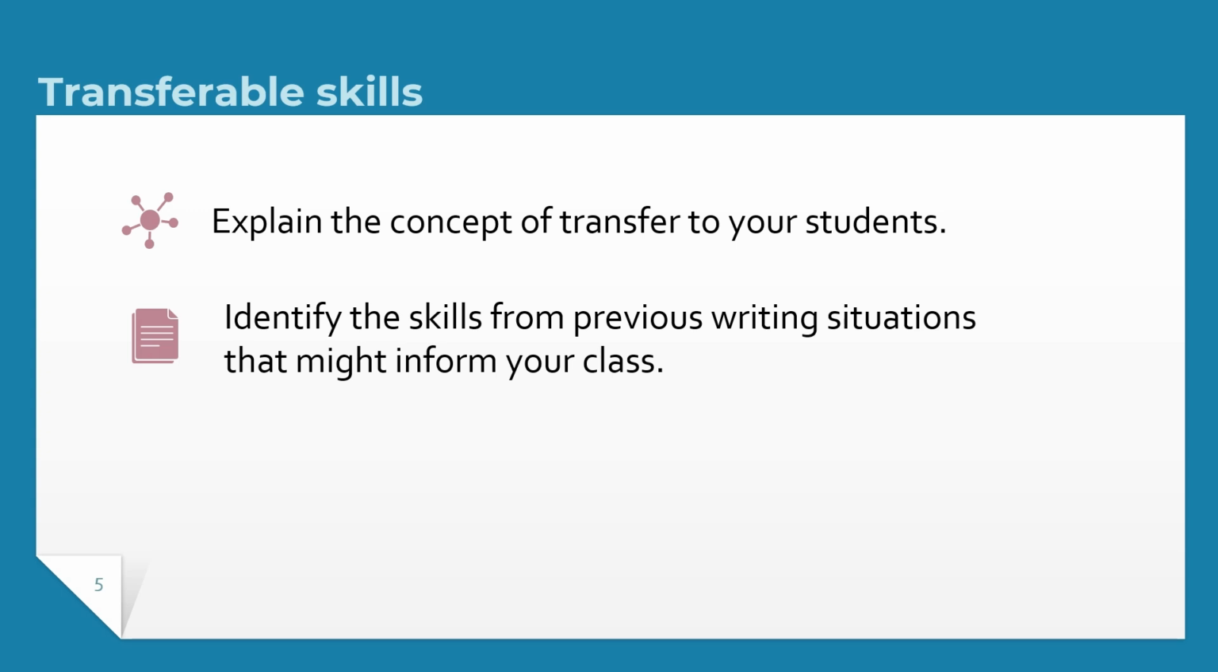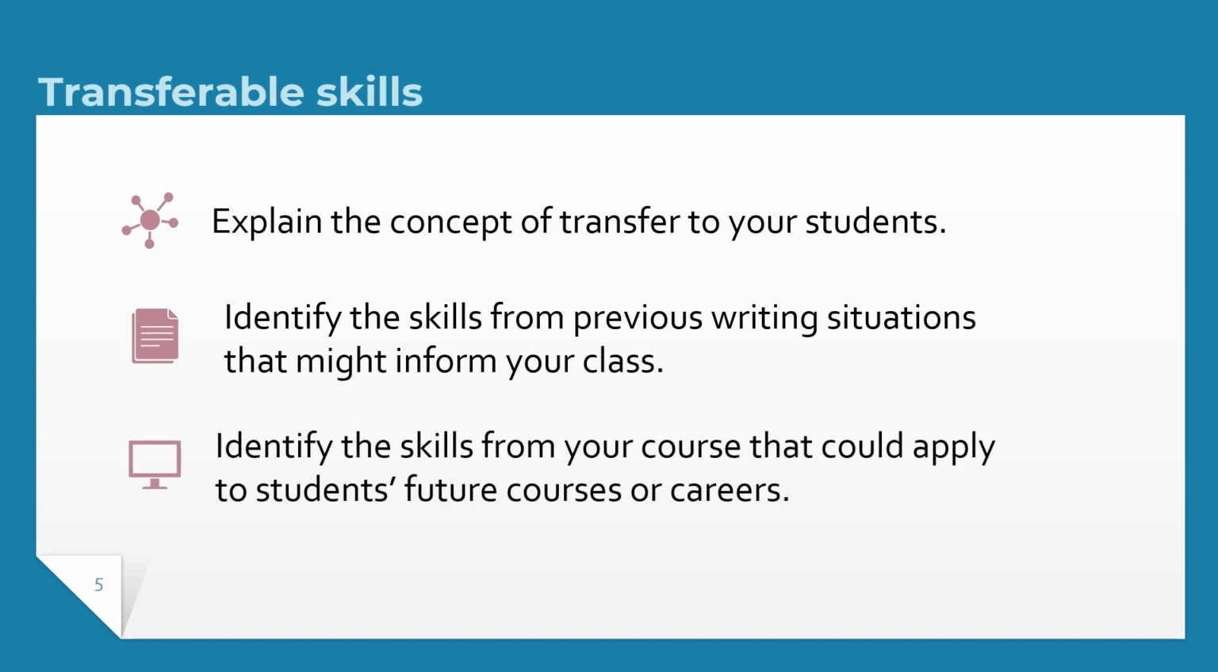Assigning a short reflection early in the semester gives you a chance to learn what prior knowledge and practices students are bringing to your class. This kind of reflection can also help you identify and address previous experiences that might create problems with negative transfer. Lastly, you can identify the skills from your course that could apply to students' future courses or careers. You can do this work for them by clearly spelling out the writing practices that are most common or useful in your field. You can also have students imagine situations when they might use the skills they're learning in your class, perhaps through an end-of-semester reflection assignment.